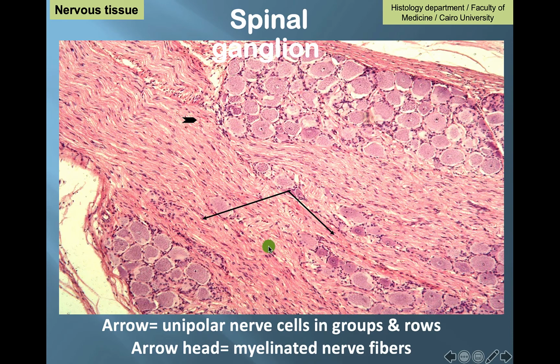Also, we have a very important point to remember in the exam, the fibers. The fibers here are actually myelinated nerve fibers. This is a major difference between the spinal ganglia and the sympathetic ganglia. So we have here the myelinated nerve fibers in between the nerve cells. SAS and myelinated nerve fibers.